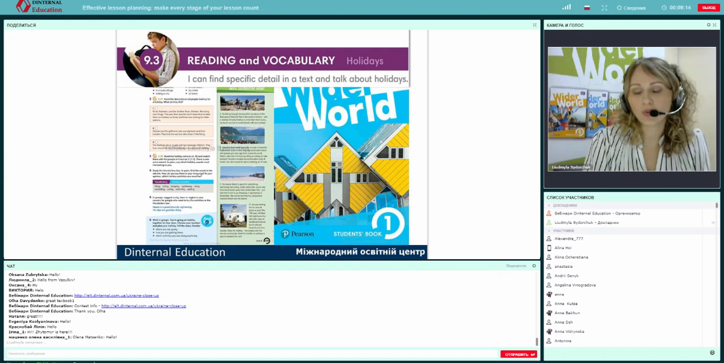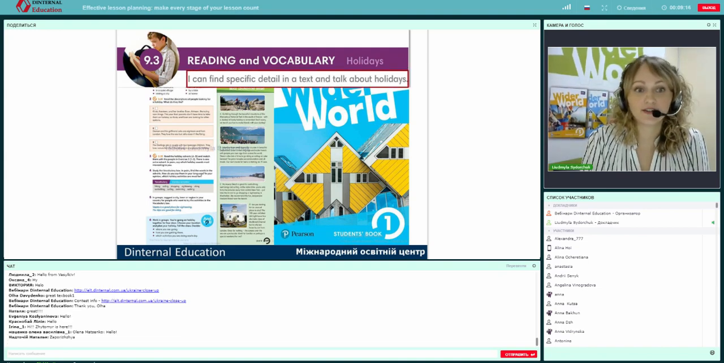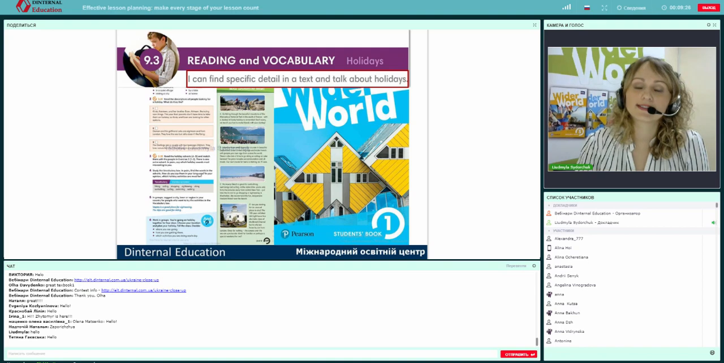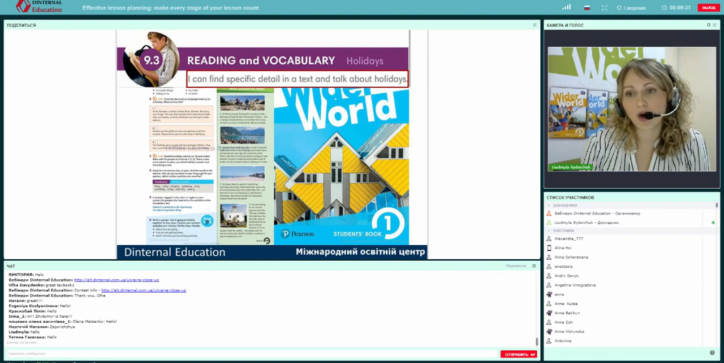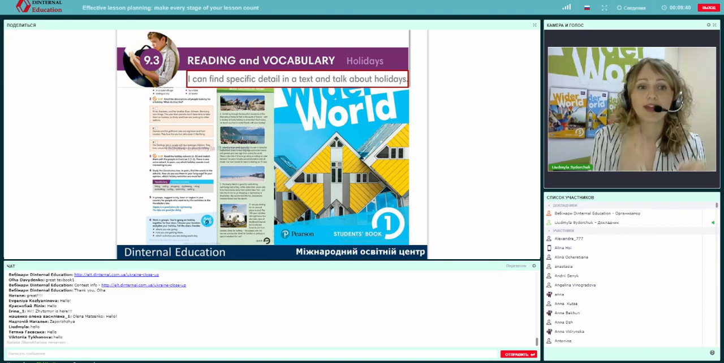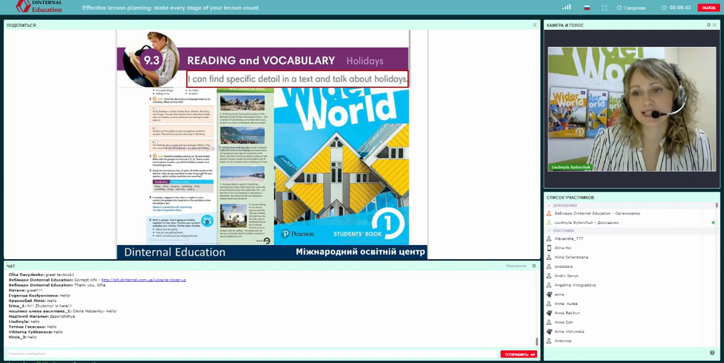What I love in Wider World is that this very objective I can already see at the very top of the page. Here, my students, by the end of this lesson, will be able to find specific detail in a text and talk about their holidays. That's the communicative part of the final outcome, and as I'm going to develop my students' reading skills, they will be able to find specific detail in a text.